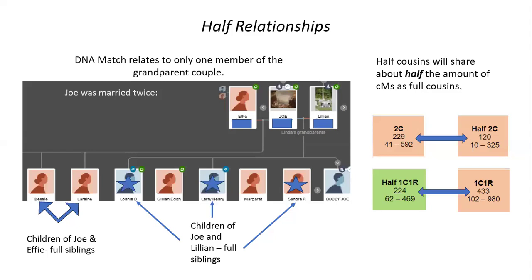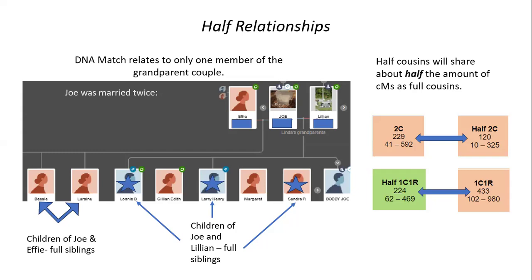Half relationships are where you only share one of the grandparent couple. In this example, you've got Effie, Joe, and Lillian. Joe was married to Effie first. They had two children, Bessie and Lorraine. Bessie and Lorraine are full siblings. Their descendants will be full cousins to each other. Joe and Lillian had Lonnie, Larry, and Sandra. They're full siblings to each other. But Lorraine and Bessie are half siblings to Lonnie, Larry, and Sandra. Does that make sense? Because their only connection is through Joe.